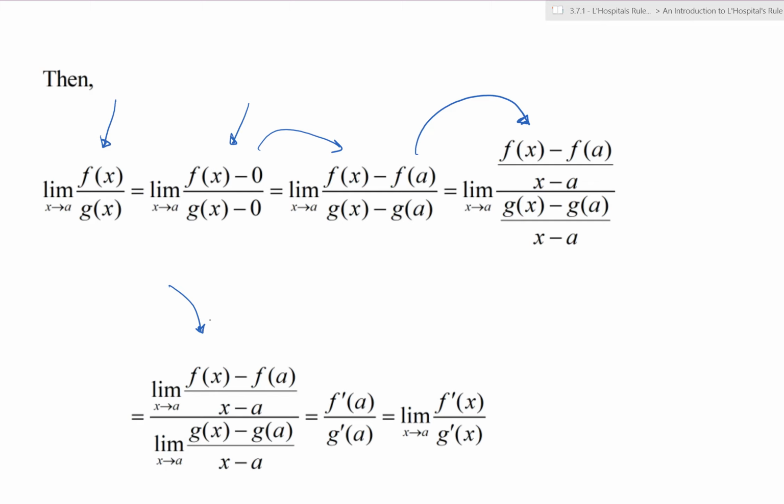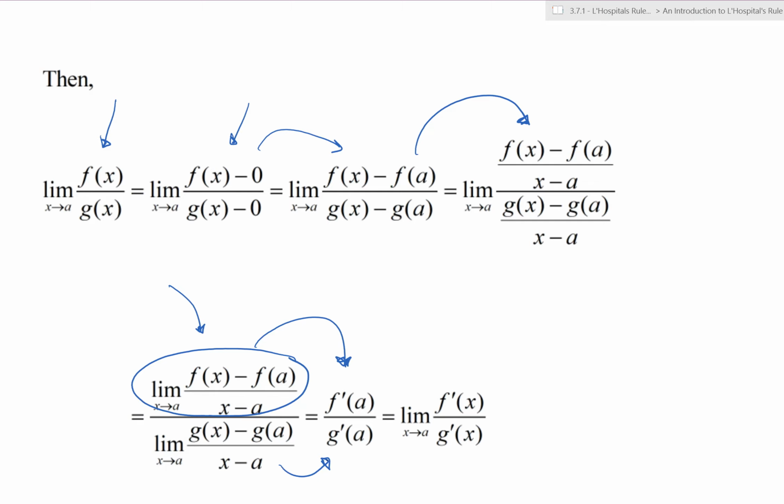But by definition of each of this numerator and denominator here, the numerator, by definition, that's the derivative of f at a, and correspondingly the denominator is the same exact thing as g prime of a, the derivative of g at a. And of course, that is the same thing as the limit as x goes to a of f prime of x divided by g prime of x.